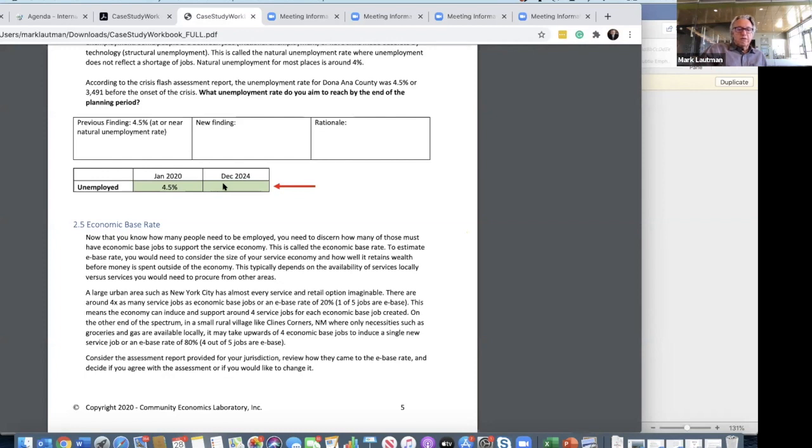So we're just looking for the floor. What's structural unemployment going to be in 2024? And that's why they didn't change it. They said 4.5 was kind of where they were pushing the envelope of full employment in January.